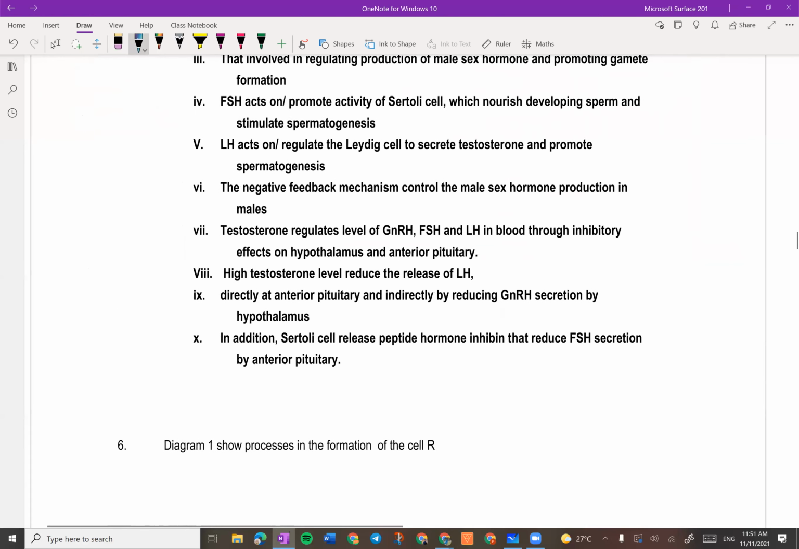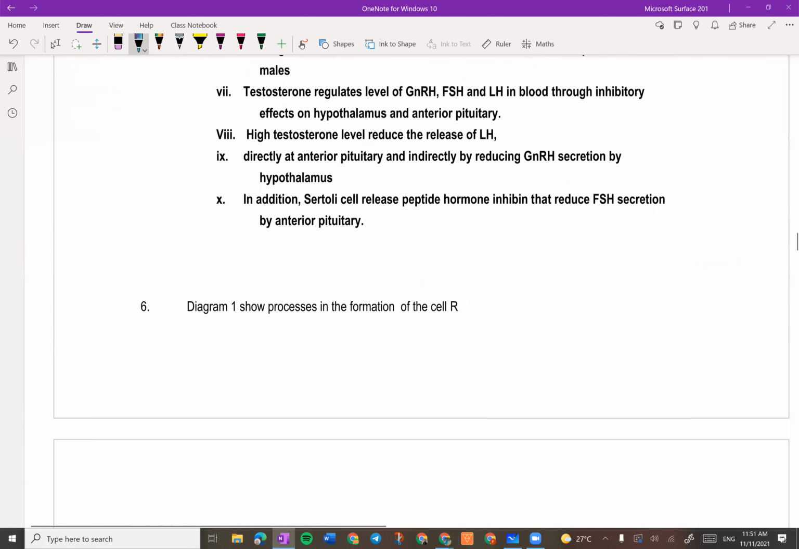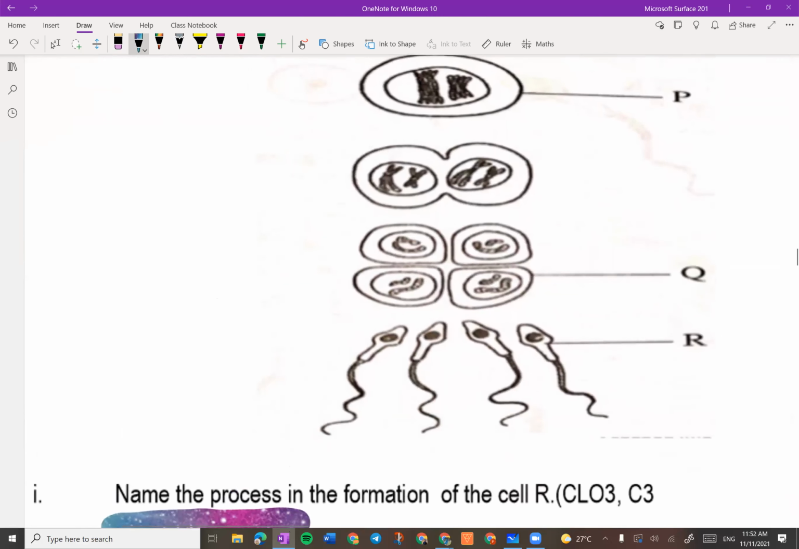Okay, one more question. Where is it? Okay, this one. Name the process in the formation of cell R. Spermatogenesis. Good.